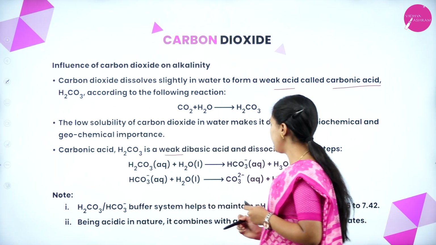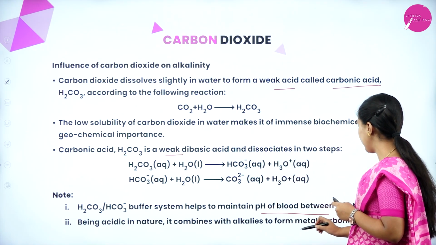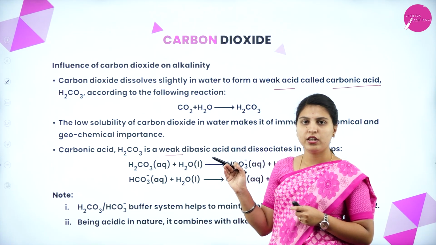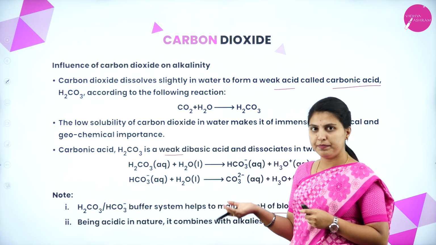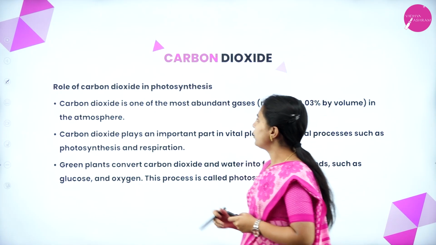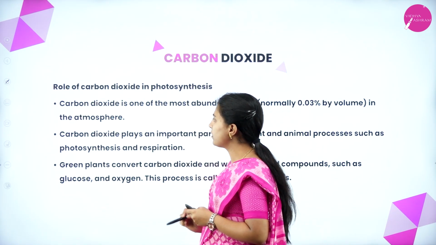Being acidic in nature, it combines with alkalis to form metal carbonates. Carbon dioxide is acidic in nature, so it will react with alkalis to form metal carbonates. Next, the role of carbon dioxide in photosynthesis.